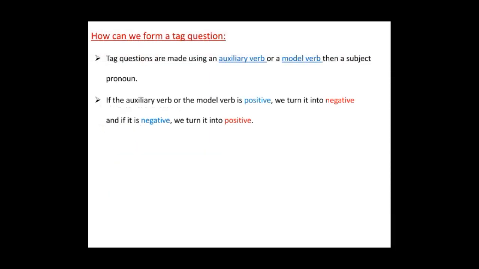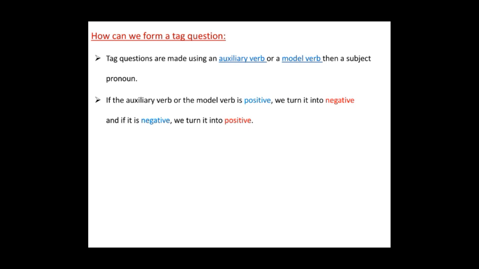Tag questions are made using what? I can form a tag question by first I put comma, then an auxiliary verb or a modal verb, and then a subject pronoun. What are auxiliary verbs? Can you remind me with auxiliary verbs? Yes, they are am, is, are. This is in the present form. Was, were in the past form. Do, does in the present form. Did in the past form. Have, has in the present form. And had in the past form.